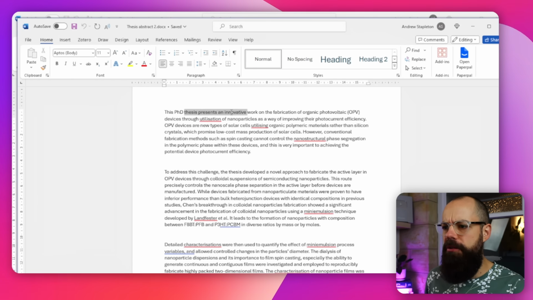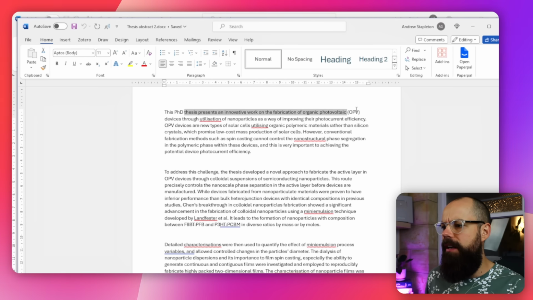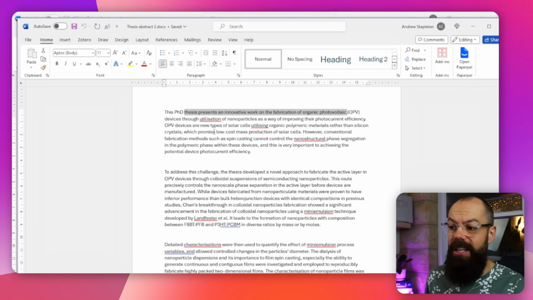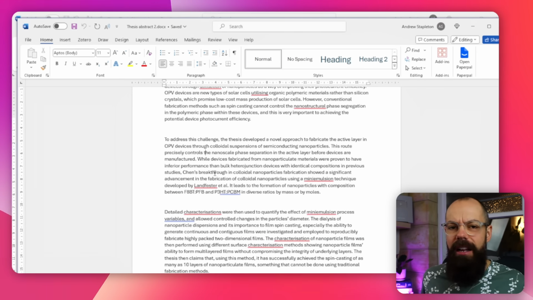This PhD thesis presents innovative work in the fabrication of organic photovoltaic devices. Good. Okay, it seems fine, but a lot of these, and stay to the end because I'll show you why, I probably wouldn't just copy and paste this into something that I was submitting to a university, because there's some really weird choices that it makes. But I won't keep you any longer.